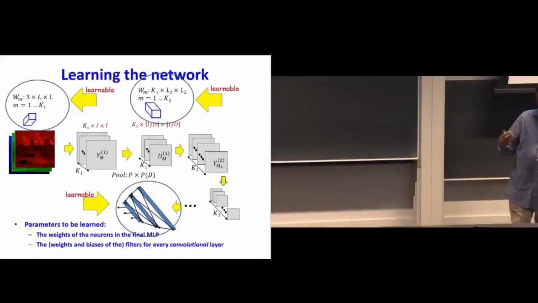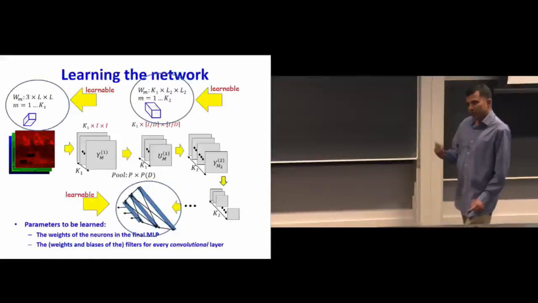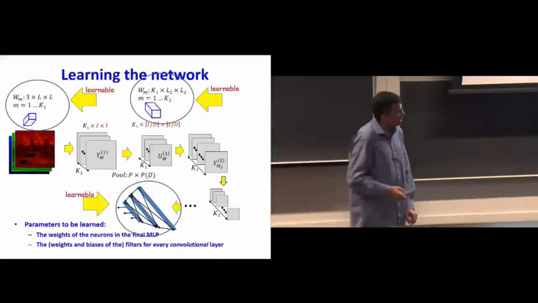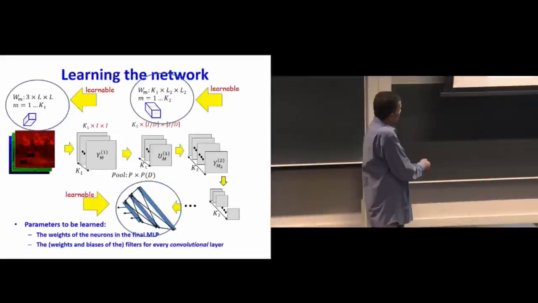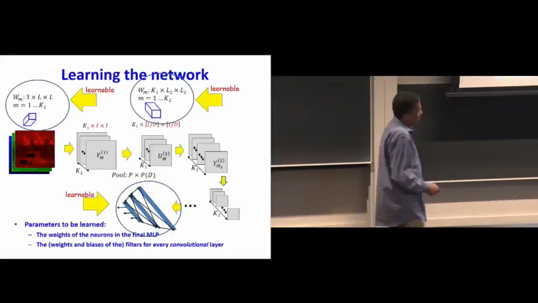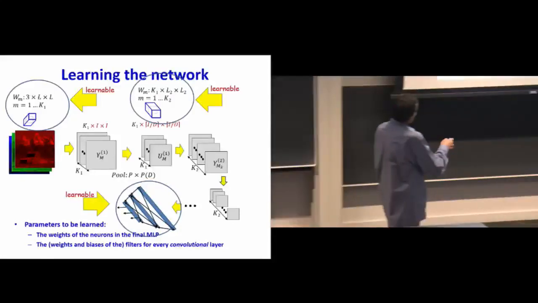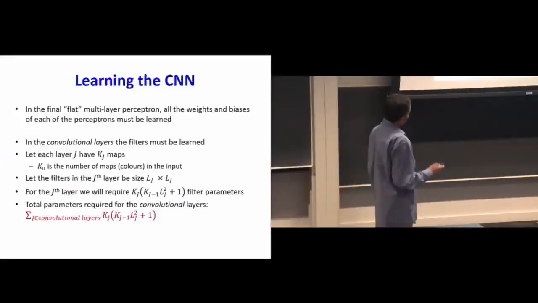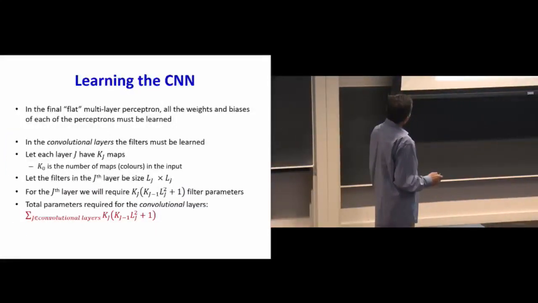The learning can be done using conventional backprop. Again, this is just straightforward computation, right? So for this guy, you have to learn the weights and the biases for the final MLP, but you also have to learn all of these filters and their corresponding biases.